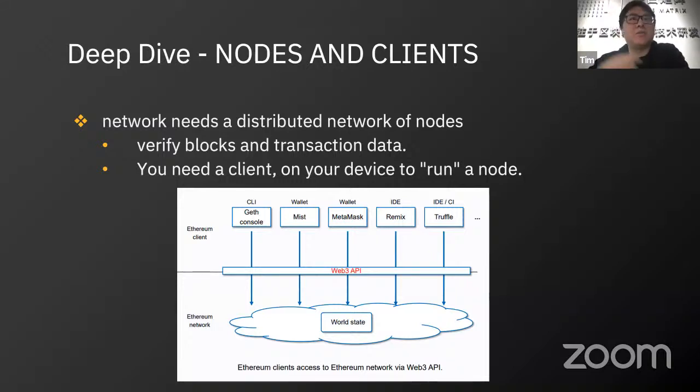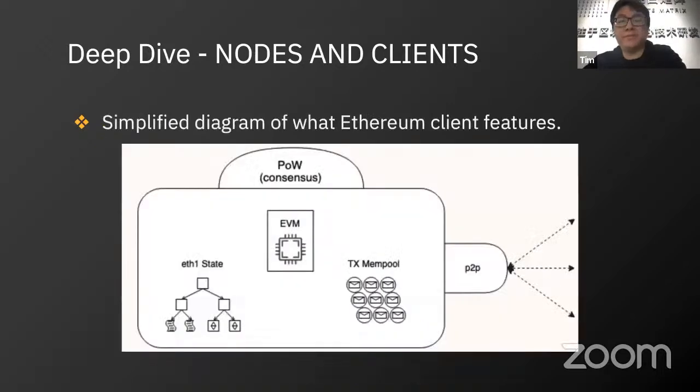Okay, so I think this is the last part of this blockchain network structure, which are the nodes and the clients, right? So for the network to work in a decentralized way, it needs the distributed network of nodes that can verify blocks and transaction data. So you need the application known as a client on your device to run a node. A client is an implementation of the EVM that can verify all these transactions in each block, keeping the network secure and the data accurate.